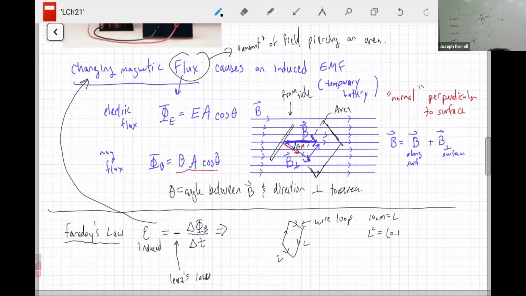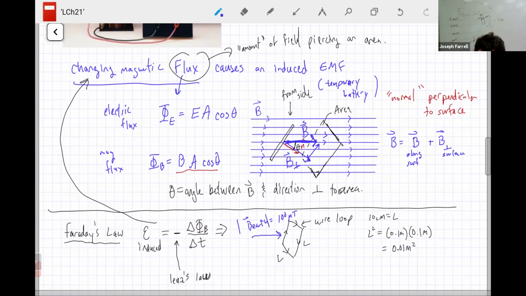I would think 0.1 meters times 0.1 meters, L squared is 10 to the minus 2 meters, 0.01, well, square meters. So 1/100th of a square meter. So that's the area. And so let's say I had Earth's magnetic field here, just a regular old compass field, B Earth. And I think that's like micro Tesla.